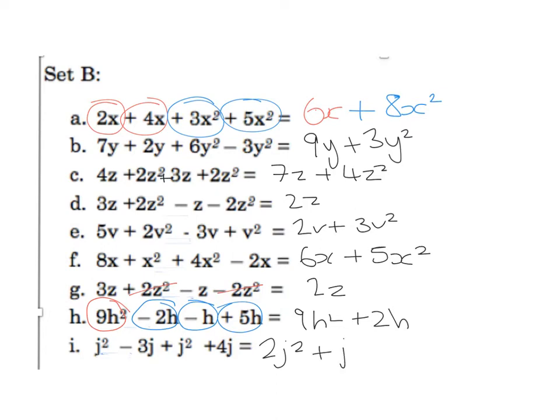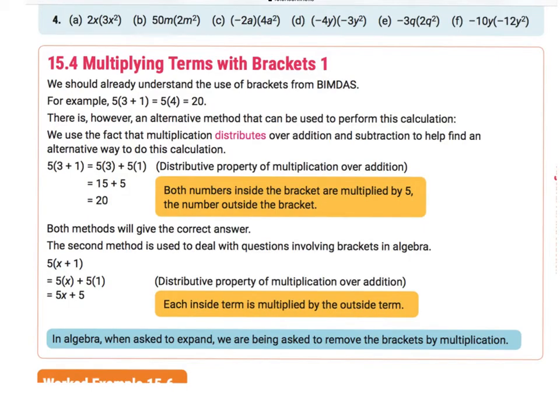So again, I want you to go back over your answers and mark your work for those. Okay, so we're moving on to multiplying terms in algebra. From what you would have done in number and BIMDAS, okay, brackets, indices, multiplication, division, addition, and subtraction. Brackets, they mean multiplication, okay? So for the example here, if I've got 5 outside the bracket, that means 5 has to be multiplied in to two numbers in the bracket here, okay? So 5 multiplied by 3 is 15, and 5 multiplied by 1 is 5.